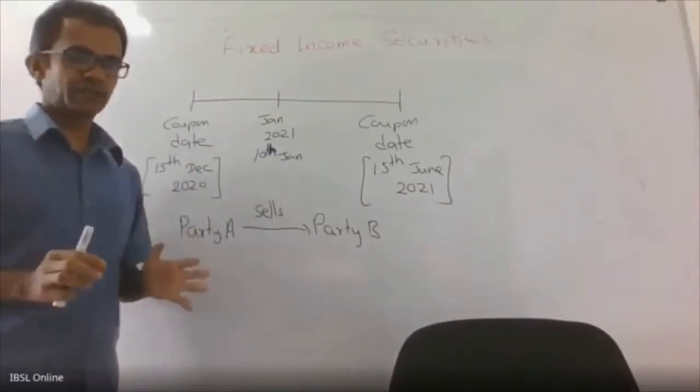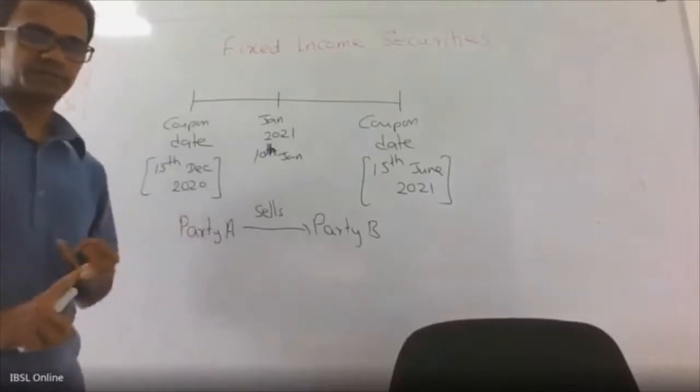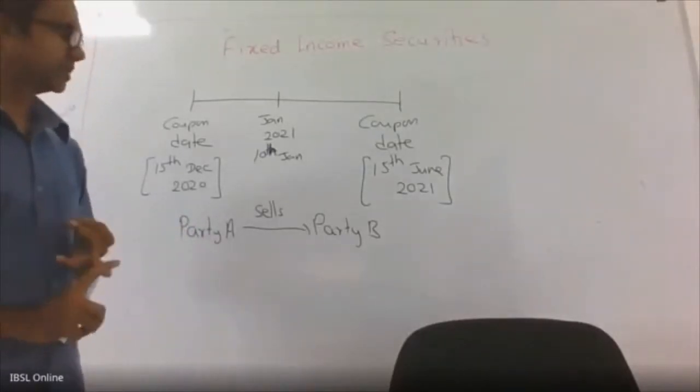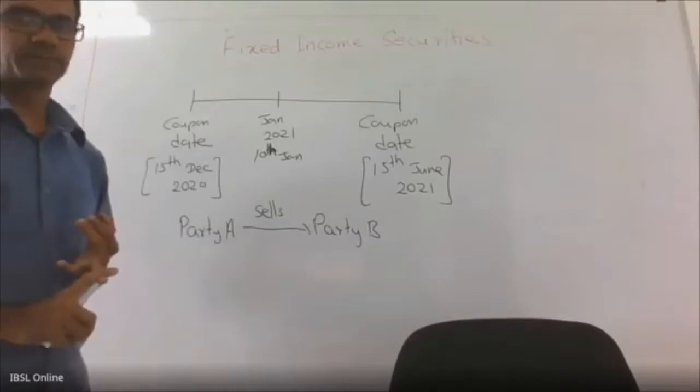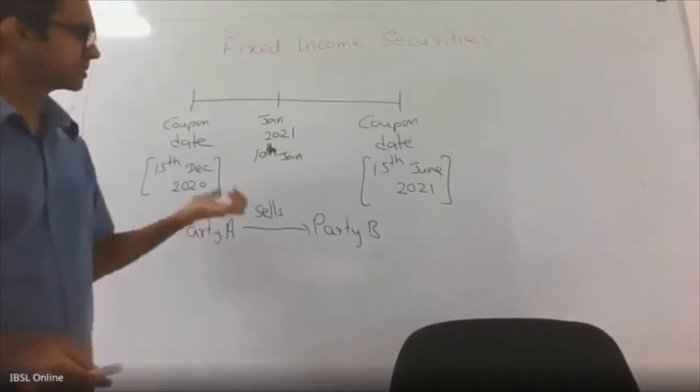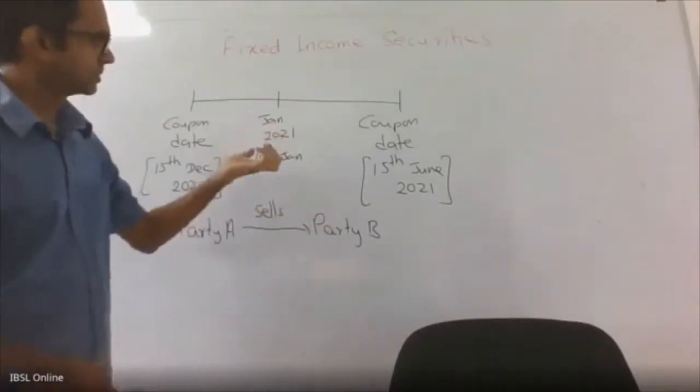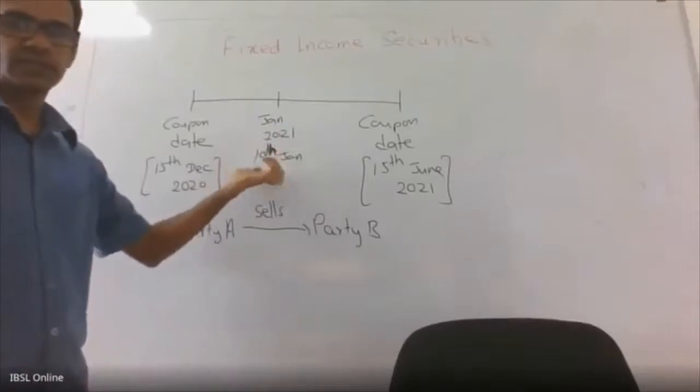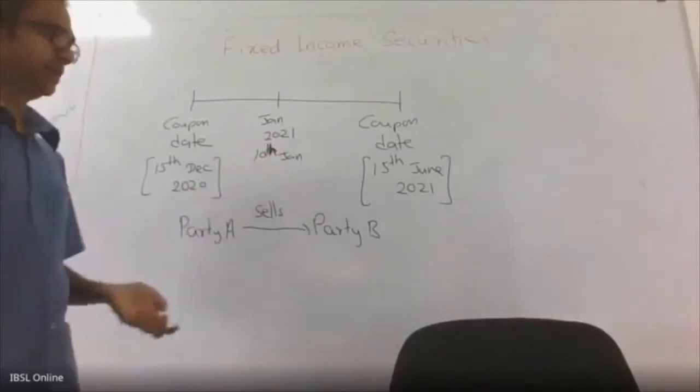Whenever I say on 10th January, which date am I referring to? Trade date or the settlement date? Generally, I refer to the settlement date. When I say party A sells this security to party B on 10th January, this is the settlement date.